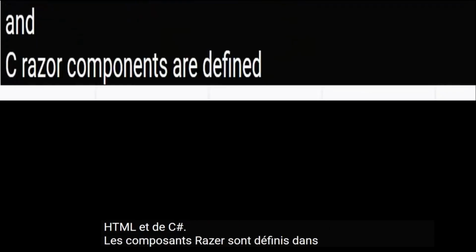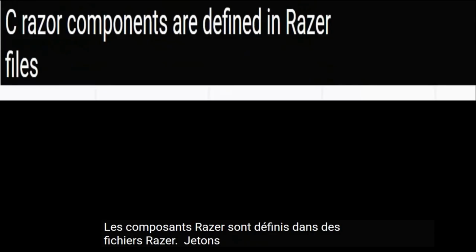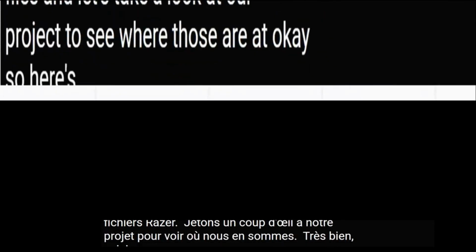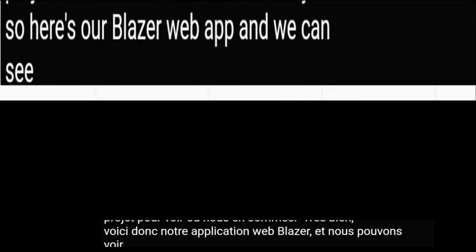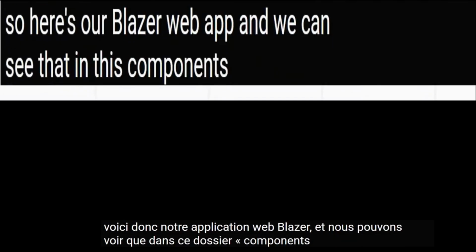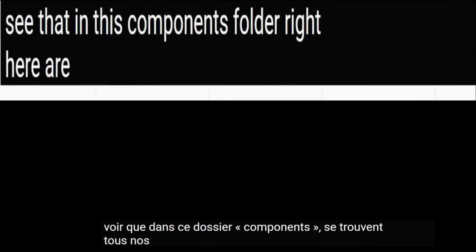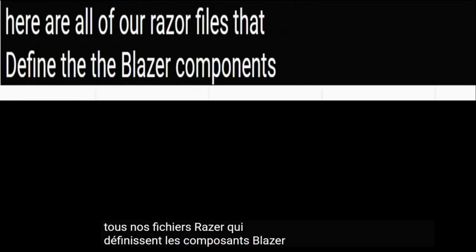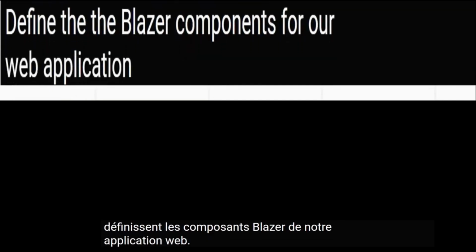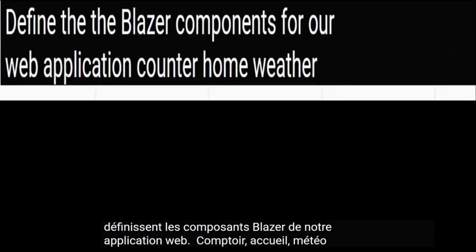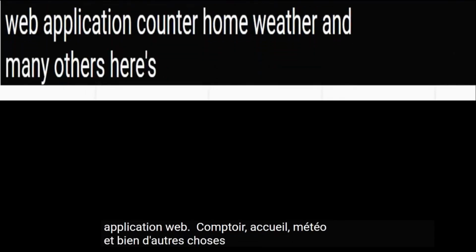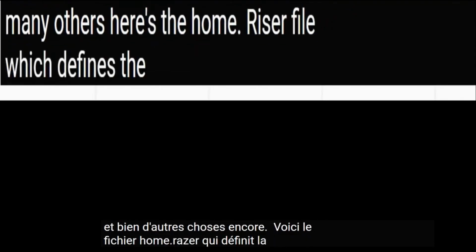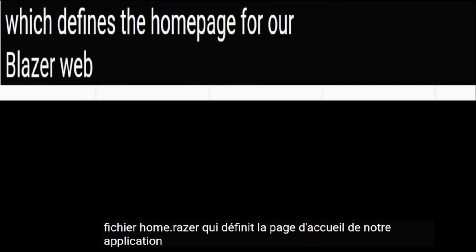Razor components are defined in .razor files, and let's take a look at our project to see where those are at. Okay, so here's our Blazor web app, and we can see that in this components folder right here are all of our Razor files that define the Blazor components for our web application. Counter, home, weather, and many others. Here's the home.razor file, which defines the home page for our Blazor web app.